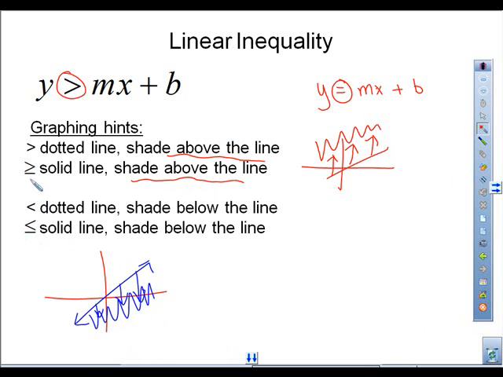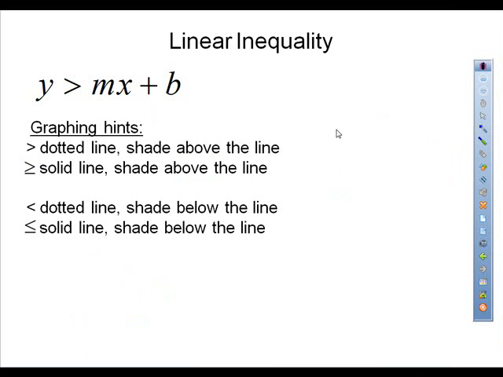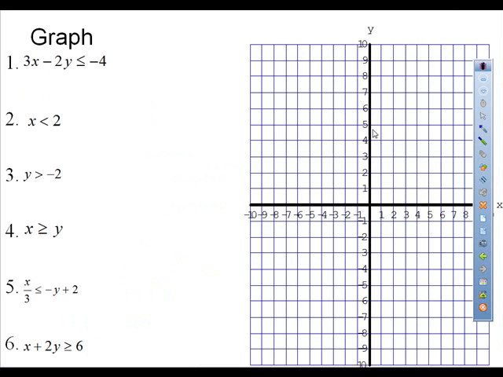Now, if you have a greater than or equal to symbol, with the line under it, when you make your line, it'll be solid. If you have just the greater than or less than symbol without the line, when you draw your line, it should be dotted or dashed. So let's get to some of these examples.